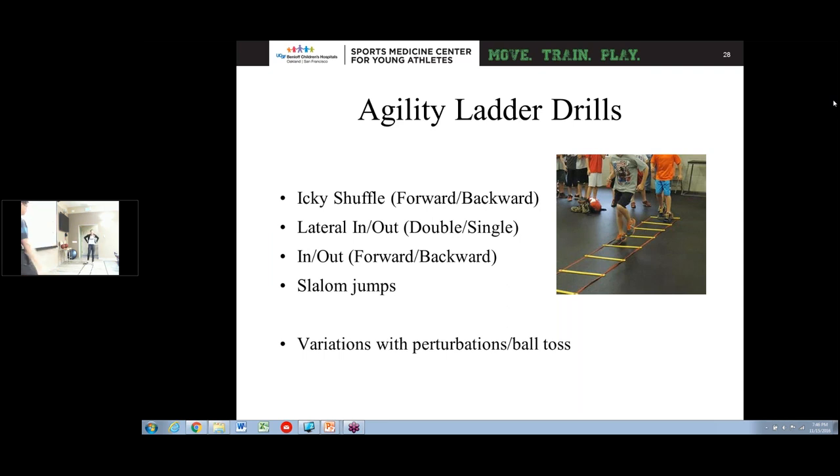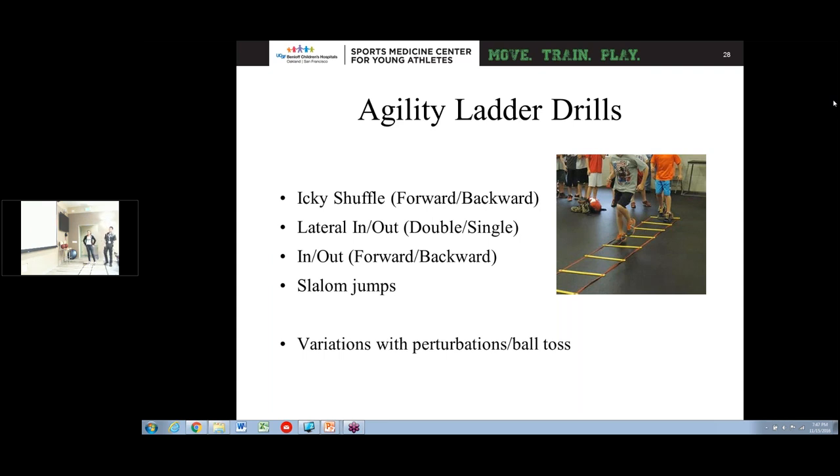Alright, so now in our clinic we have these agility ladders. You can buy them for under $30 online, or you can put tape down, which is what I cheated and did in the motion lab. It's a very cheap way to get an agility ladder. And you don't have to do all of it.